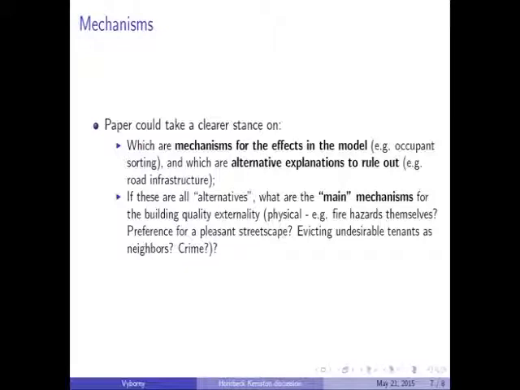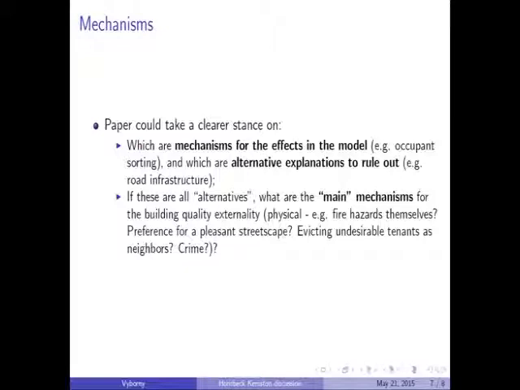So, if you think about residential buildings in particular, it could just be that people prefer to live across from a nicer looking building, so they are willing to pay a higher rent just for that pleasant streetscape. That could be part of it. There are other possible things that could be going on here. It seems like some of these may be more relevant in the case of residential, and some of them may be more relevant in the case of commercial.